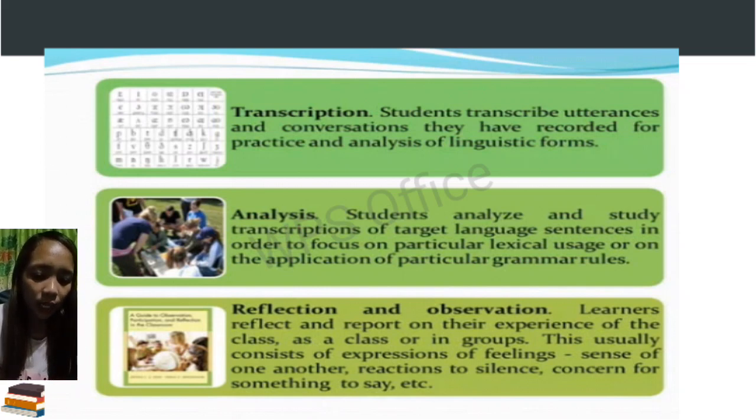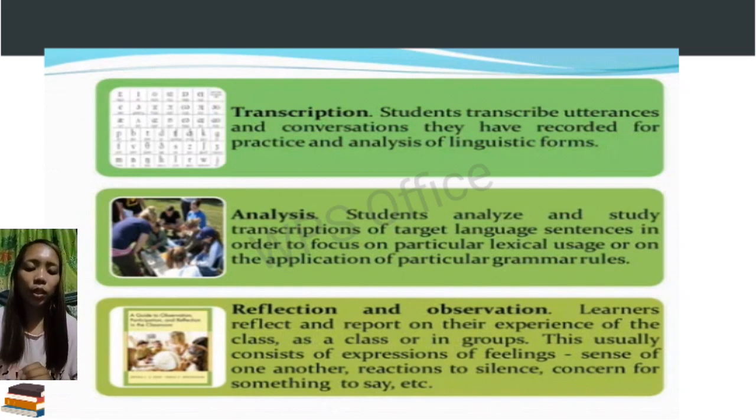So next is the reflection and observation. Learners reflect and report on their experiences of the class as a class or in groups. This usually consists of expression of feelings, sense of one another, reaction to silence, concern for something to say, etc. So this is the last part.